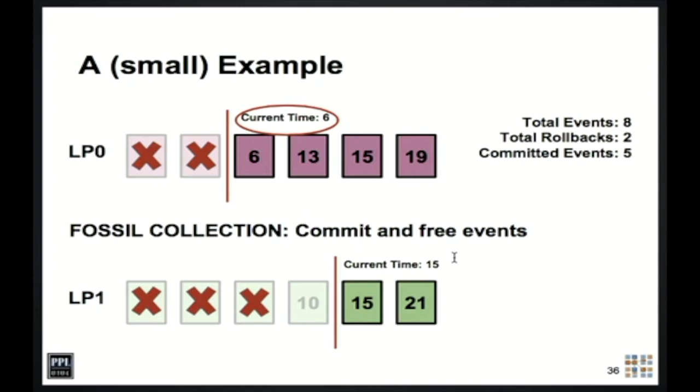And so here we notice we have a total of 8 events that have been executed. 2 events have been rolled back, and we've committed 5. To make up for the extra event, that's this event 10 right here, we've neither rolled it back nor committed it, because we don't know yet if we're going to need to roll back that event or if we'll need to commit it at a later time.